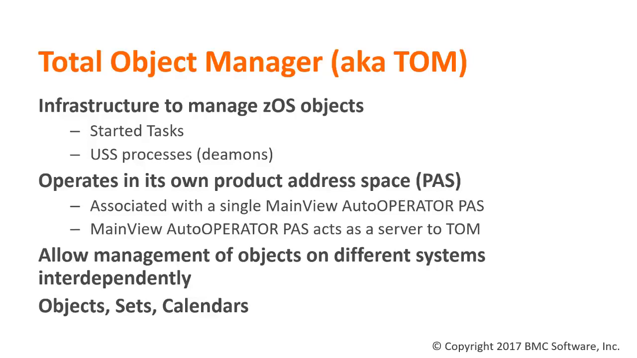TOM operates in its own product address space, or PAS, on each LPAR and is associated with a single MainView AutoOPERATOR PAS on each LPAR. The MainView AutoOPERATOR product address space, or PAS, acts as the server to the TOM address space on each LPAR. TOM uses objects, sets, and calendars to manage the availability of z/OS started tasks and USS daemons. TOM will be discussed in more detail in a separate MainView training video.